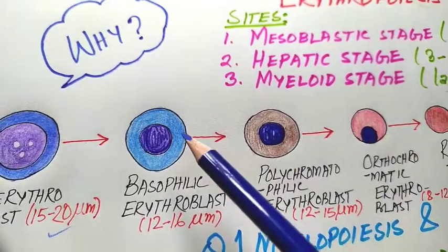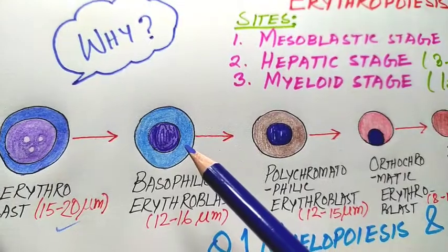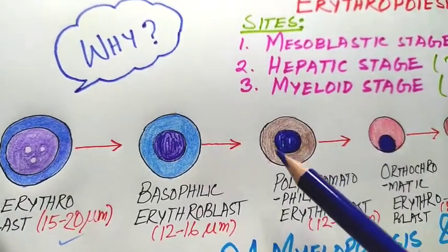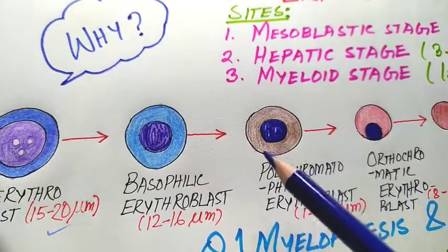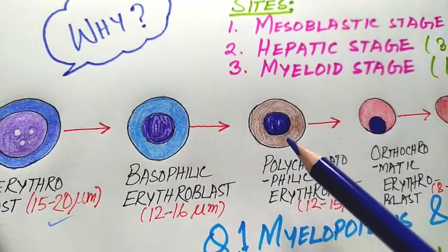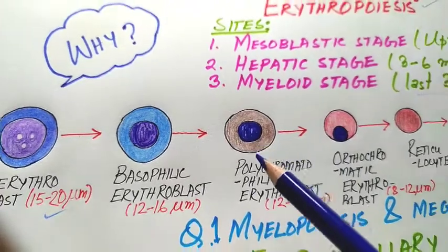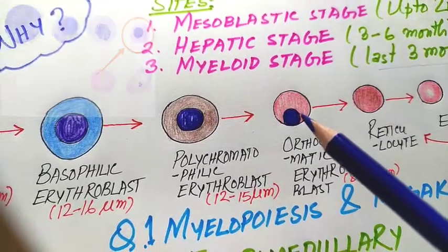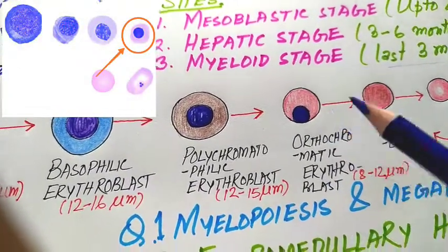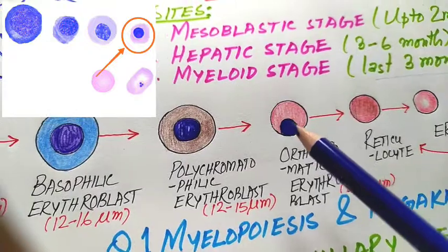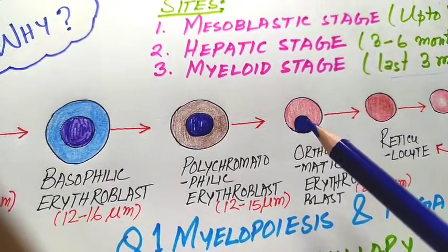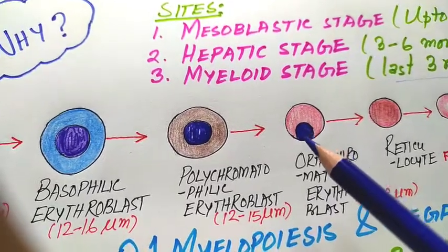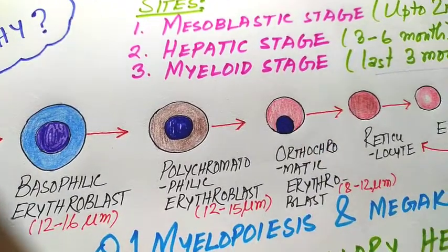So the previous color of the cytoplasm was blue, and now it turns into gray color due to presence of some amount of hemoglobin. In this stage, the process of hemoglobin formation starts. After that, there is formation of the orthochromatic erythroblast. Orthochromatic means the color is quite similar to RBC, and here the nucleus is more pyknotic or dark, and it is peripherally located or eccentric in position.